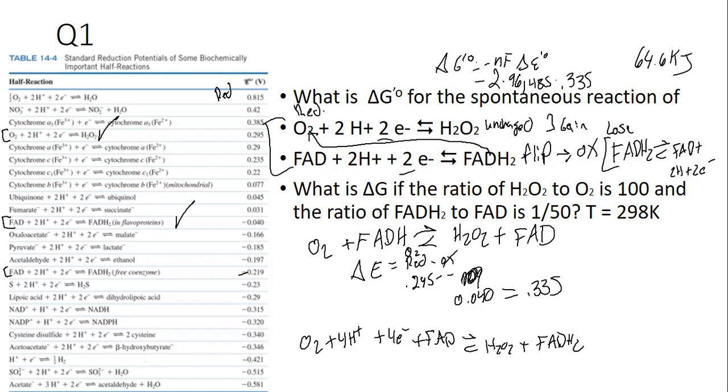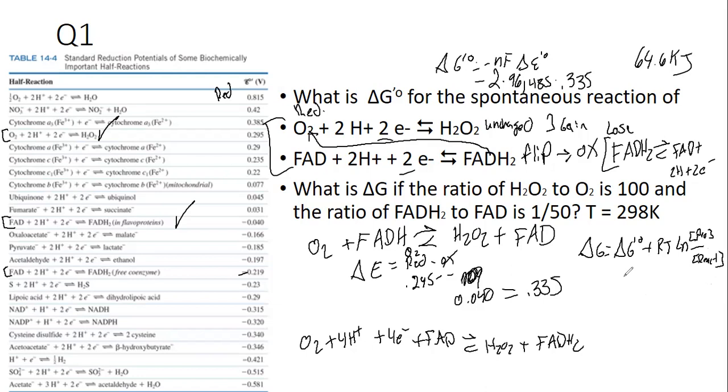So the second part is, what is delta G if the ratio of H2O2 to O2 is 100 and FADH2 to FAD is 1 to 50? Okay, so for this, we need a separate equation: delta G equals delta G naught prime plus RT ln products over reactants. In the answer key, I use delta E, which you can do. That just takes an extra step. And I'm not sure why I did that in retrospect, so I'm just going to show you the faster way.